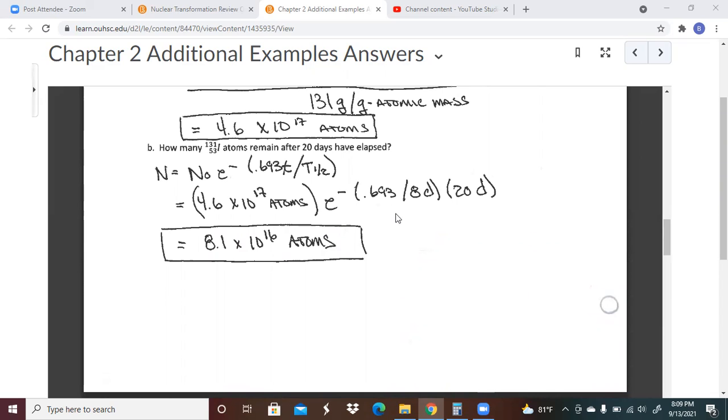So how many iodine-131 atoms remain after 20 days? We can use our decay equation here for the amount. So we have the original amount, how much we end up with, and then we can determine from here exactly how many atoms we're going to have remaining. So this we could replace with lambda, but it doesn't look like we've done that. It looks like we just put in 0.693 divided by 8 days, which is the half-life here of iodine-131. And we know we're going to have this for 20 days. So when you do the computations here, you come up with 8.1 times 10 to the 16th atoms.